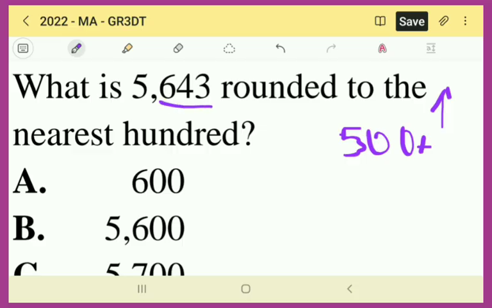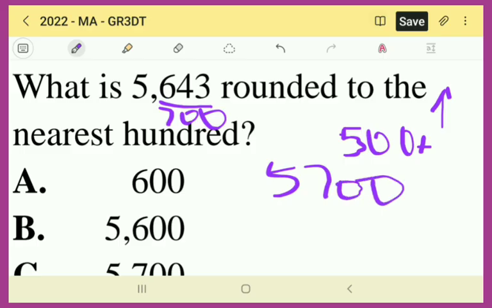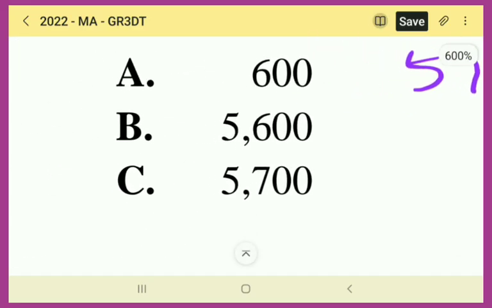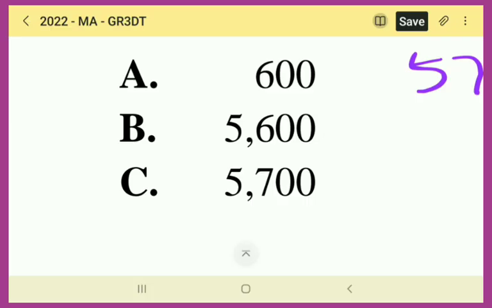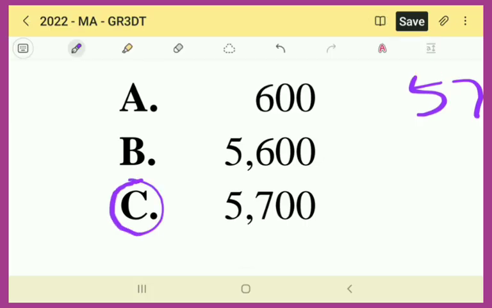643. Is it more than 500? Which it is. So anything 500 and more is going to have you go up to the next 100. So what's the next 100 from 600? Very good, 700. Hence, we're going to have 5,700 as our answer. And that's C. Come shout out the letter loud and strong. Tear off the roof. Good job, C.